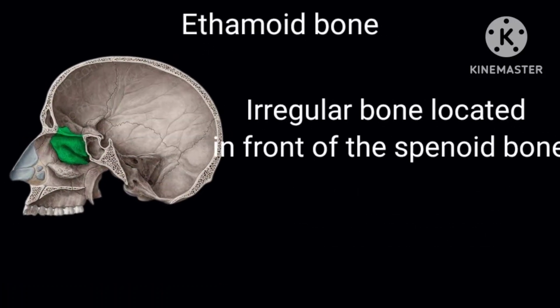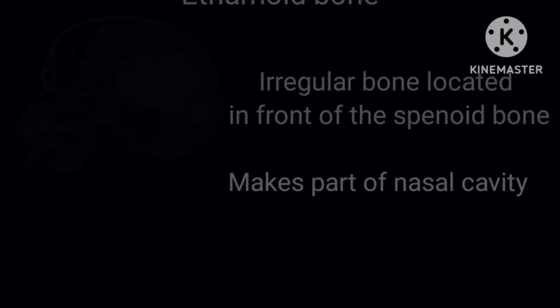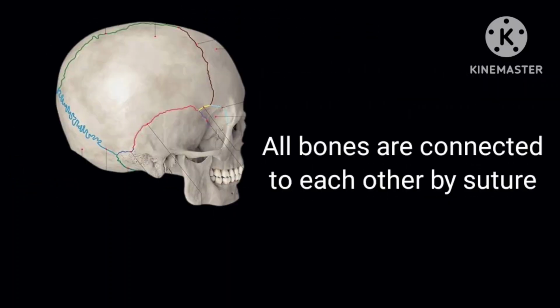Ethmoid bone is an irregular bone located in front of the sphenoid bone. It makes up part of your nasal cavity. All the bones are connected together by sutures.